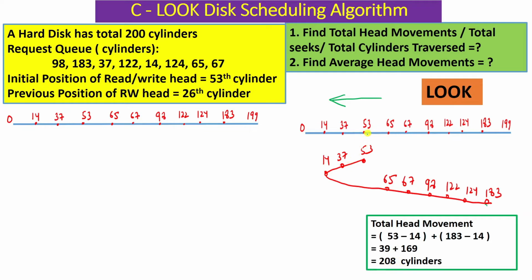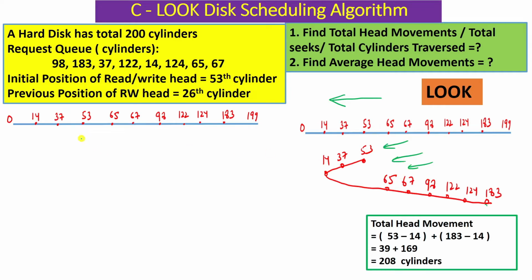Basically from 53 we were moving to the last request in this direction, that was 14, and after that we changed direction and serviced the requests in the other direction, right? Now in C-LOOK we will move from 53 to 14, then reverse our direction, but we will not complete requests in this direction. We will complete the requests only in this direction, right?